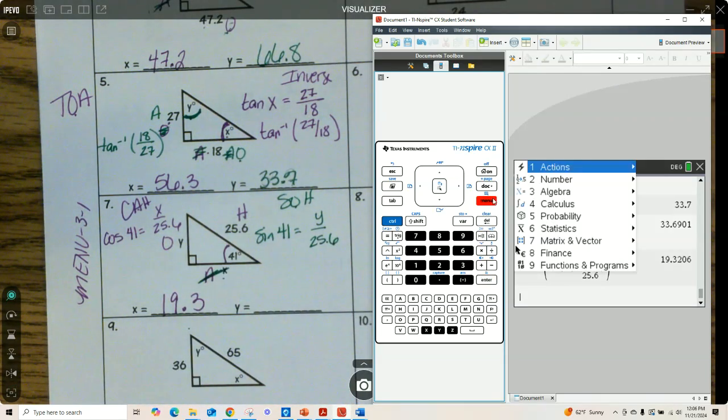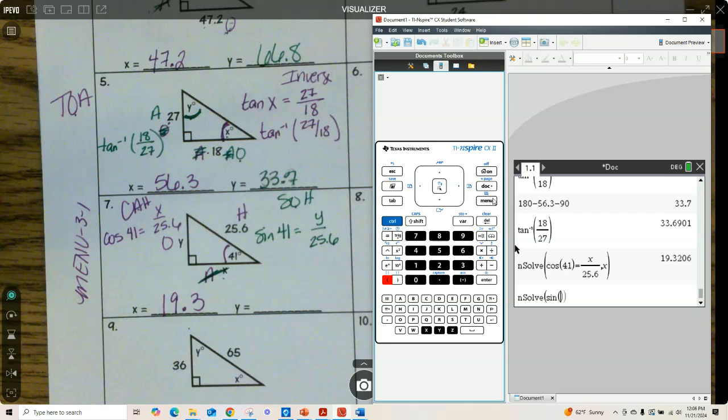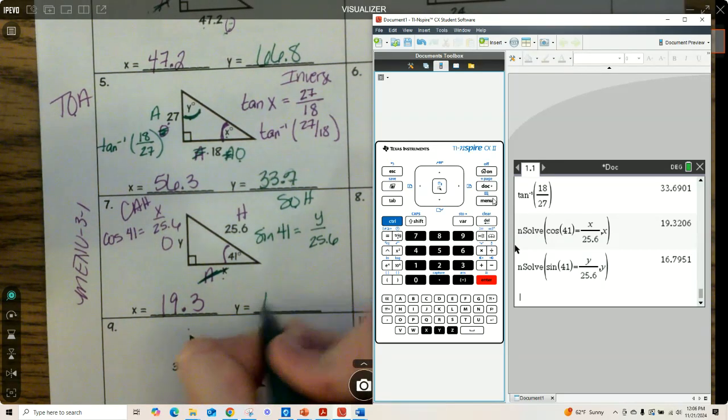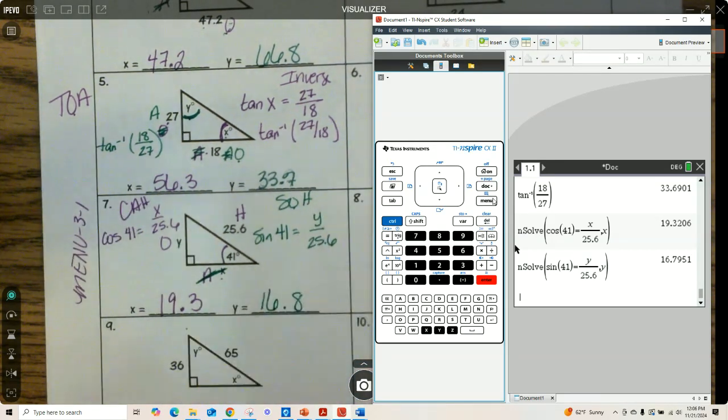And it would be the menu 3-1 equals, that doesn't look right, y over 25.6. Round to what, 16.8? Yeah.